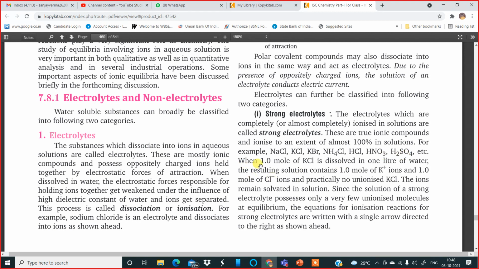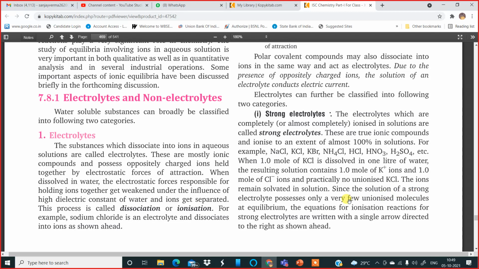For example, if you dissolve 1.0 mole of potassium chloride in 1 liter of water, this volume of the solvent is important, the resulting solution will contain 1 mole of potassium ions and 1 mole of chloride ions. Practically, there will be no unionized potassium chloride molecules. The ions remain solvated in solution, surrounded by the water molecules.